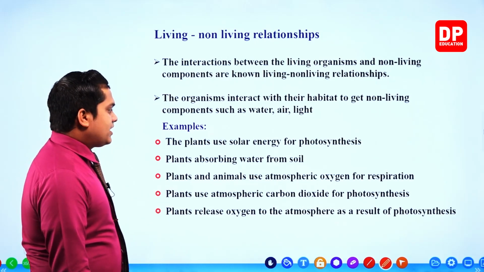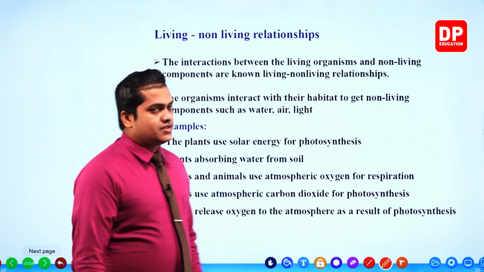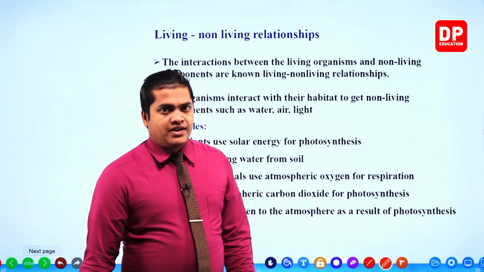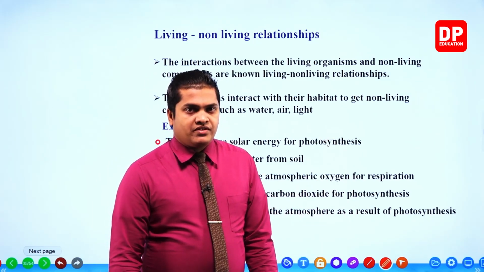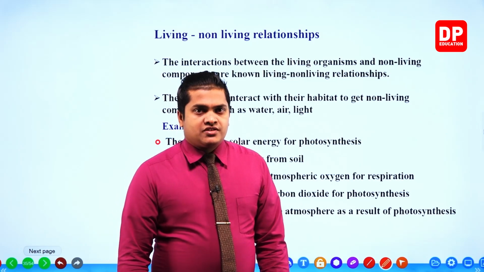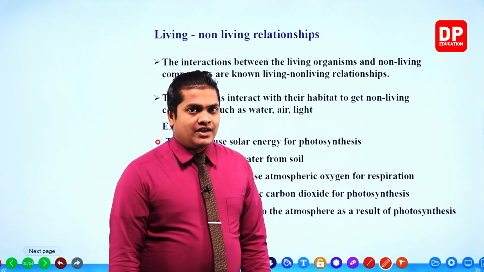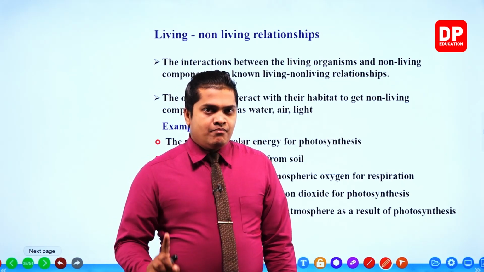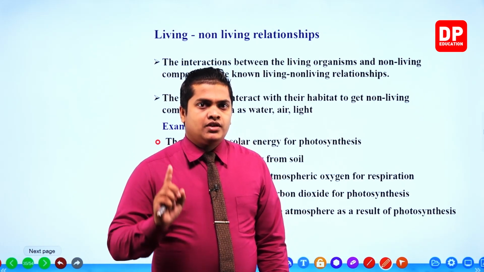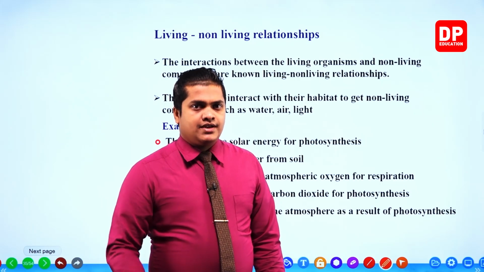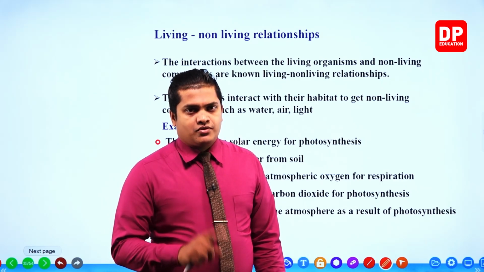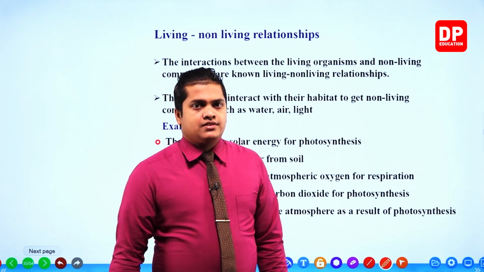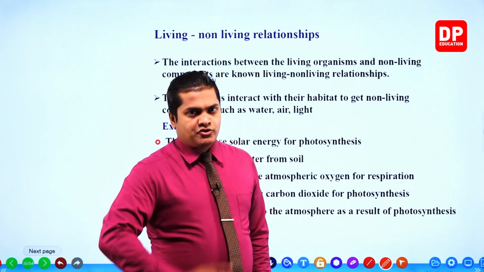plants use atmospheric carbon dioxide for photosynthesis. I explained this when I was discussing the previous example. For the photosynthesis process, carbon dioxide is also an important factor. Carbon dioxide is a non-living component, and the plant is a living component. So plants absorbing carbon dioxide for the process of photosynthesis can be considered as a living, non-living relationship.